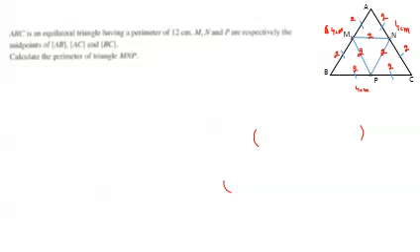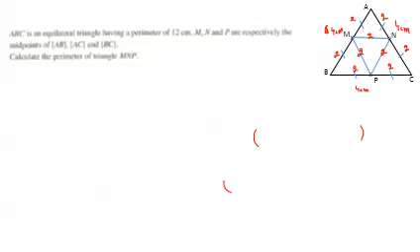Let me write this for you. So here every side is... sorry, it's 4 centimeters, because 12 is the perimeter of all sides, 3 equal sides, then every side is 4 centimeters. So AB is 4, AC is 4, and BC is 4 centimeters.